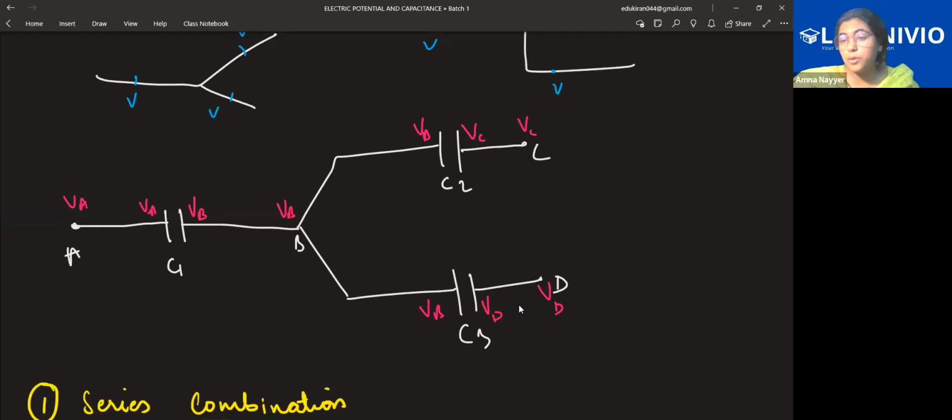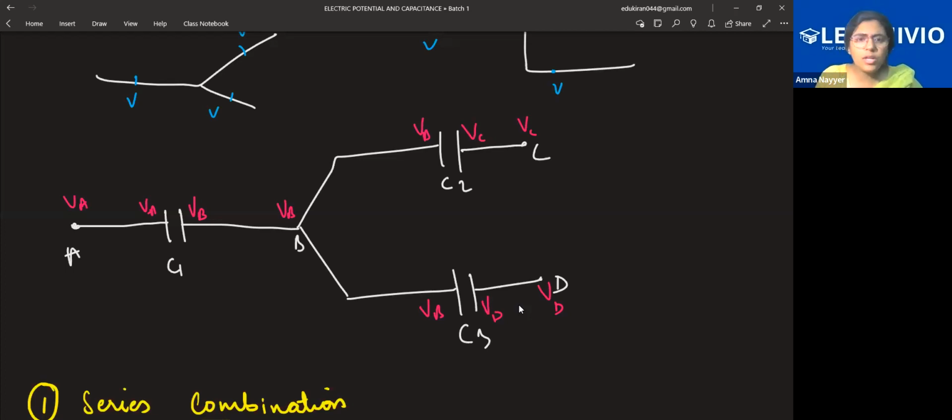Why are we studying this? Because you have to identify some circuits. You will not be able to identify whether they are of series combination or parallel combination. So there are certain techniques to remember these on the basis of potential and charge. If charges remain same, we say it's a series combination. If potentials remain same, we say it's a parallel combination.